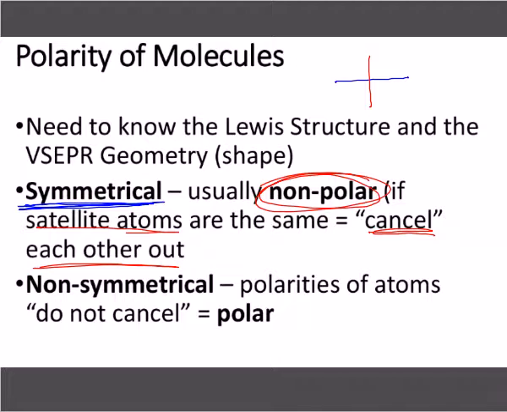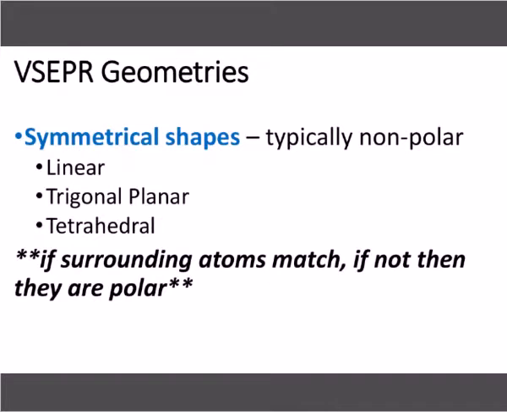If you're looking at it in terms of the X-axis, it's going to be symmetrical as well as the Y-axis. If it's non-symmetrical, that means they do not cancel and it's going to be polar. So if it's non-symmetrical, guys, it's going to be polar. Typically, VSEPR geometries that are nonpolar include linear, trigonal planar, and tetrahedral.